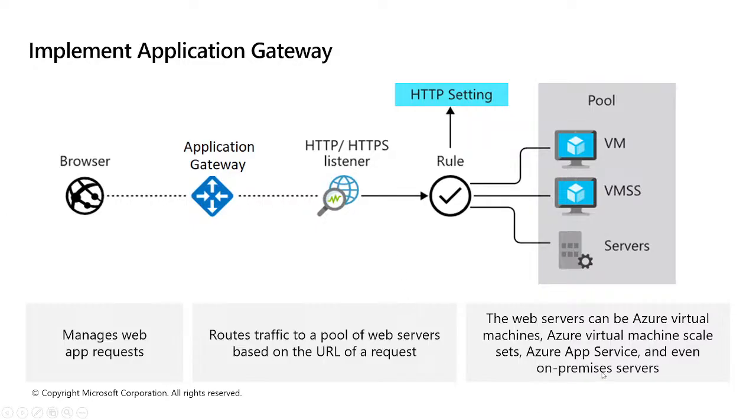So it manages web application requests. It's not a network load balancer, which is the normal load balancer. This is an application load balancer, and that's why I've been saying application gateway sits on layer 7. It routes traffic to a pool of web servers based on the URL of the request. Like I said, there is a listener. Within the listener, you can configure, so let me take you back.